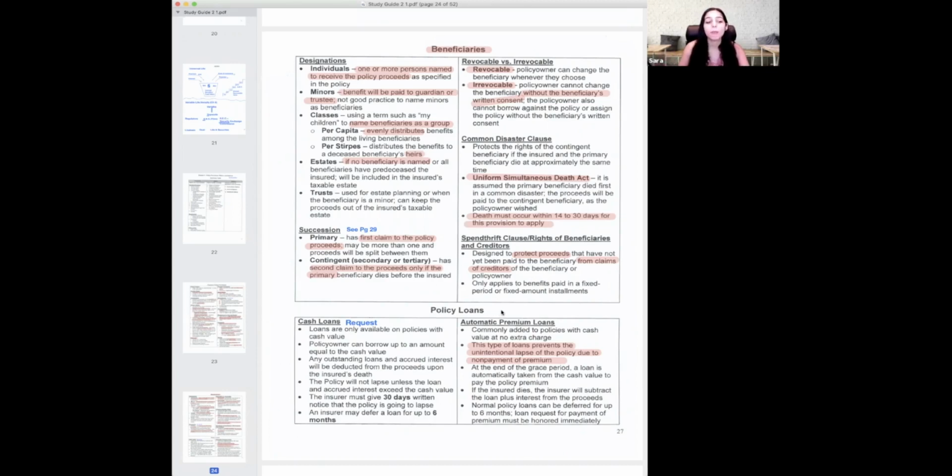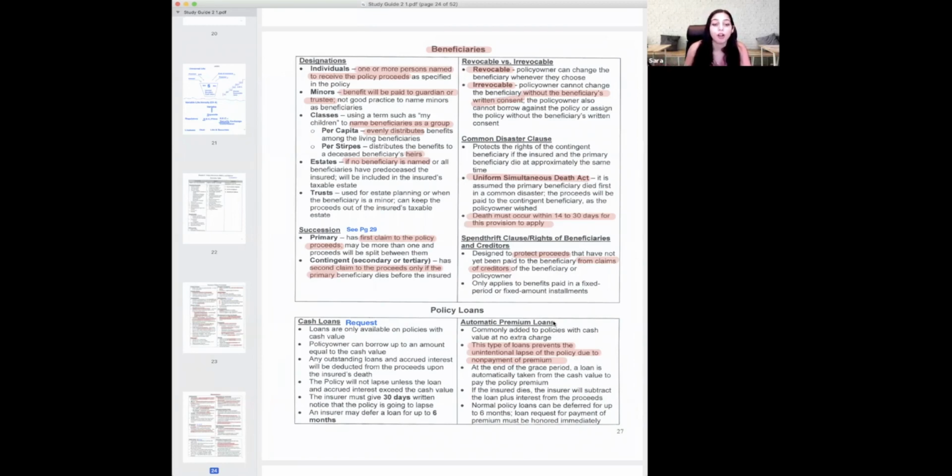Policy loans. Policy loans are only found in cash value policies. So term life policies do not have loans. A cash loan is you taking money from the cash value, and it's upon request. You ask for a loan, they give you the money. Automatic premium loan is something that happens automatically. So they're taking money out of your cash value, most likely to pay for the policy, to pay for the life insurance part.